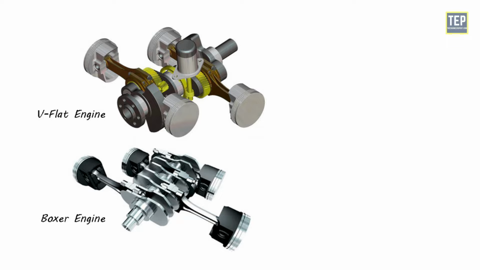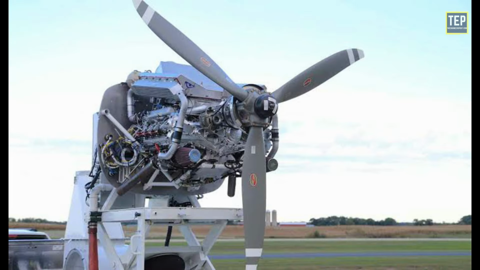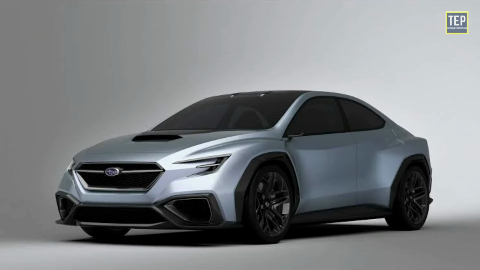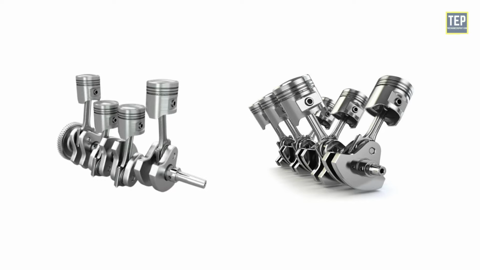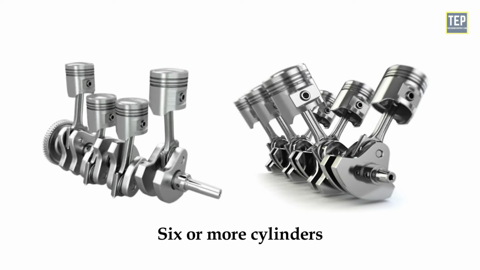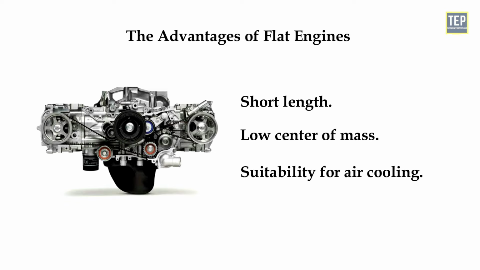An alternative configuration for flat engines is a 180-degree V engine, which has been used on most 12-cylinder flat engines. Flat engines have been used in aviation, motorcycle, and automobile applications. They are now less common in cars than straight engines and V engines with 6 or more cylinders. The advantages of flat engines are a short length, low center of mass, and suitability for air cooling.